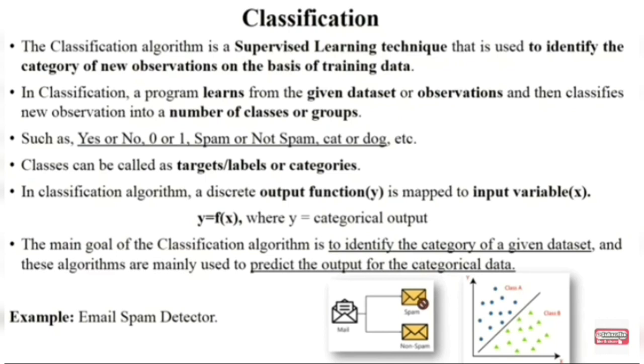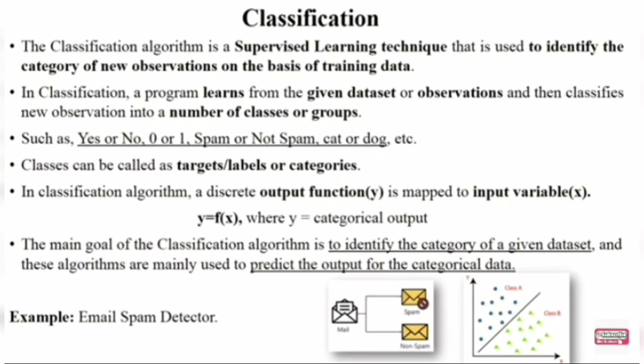As you can see here, classification algorithm is a supervised learning technique that is used to identify the category of new observations on the basis of training data. So, sa classification daw, a program learns from the given dataset or observations and then classifies new observations into a number of classes or groups such as yes or no, 0 or 1, spam or not spam, cat or dog, and many more. And classes can be called as target, labels, or categories, gaya nga ng sabi ko kanina.